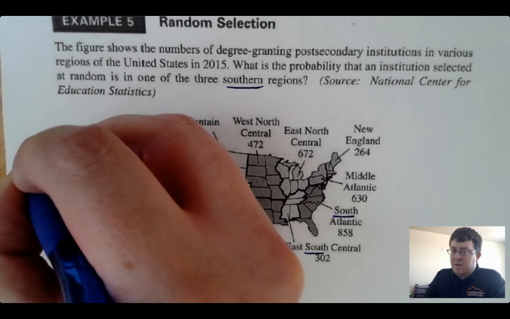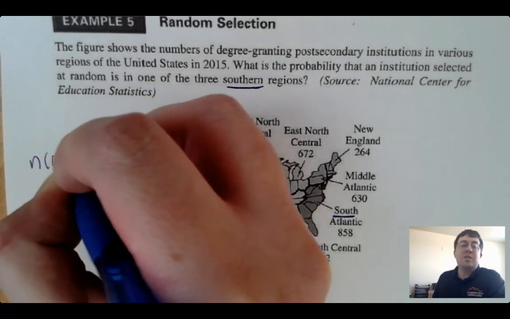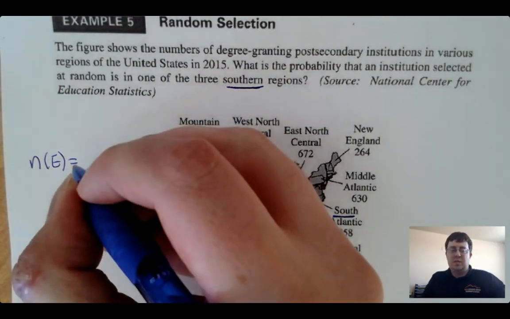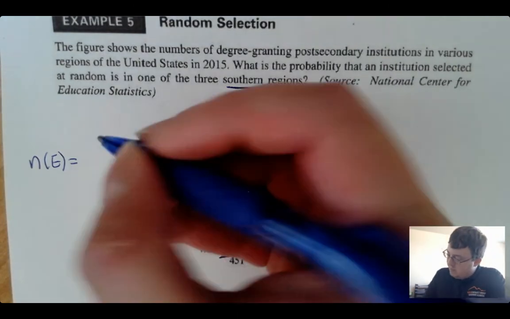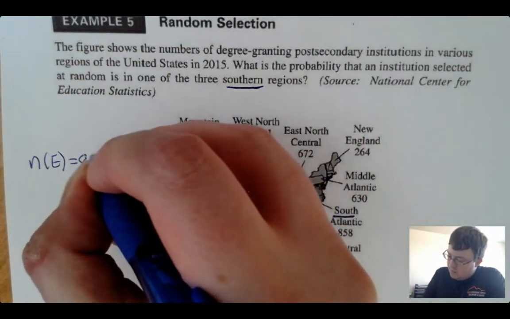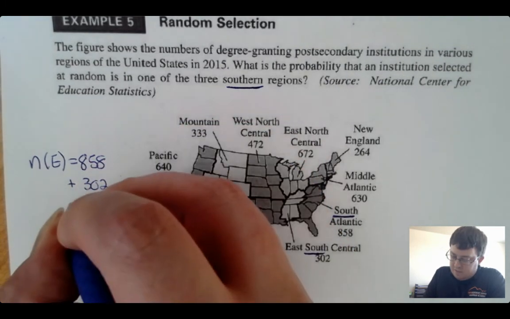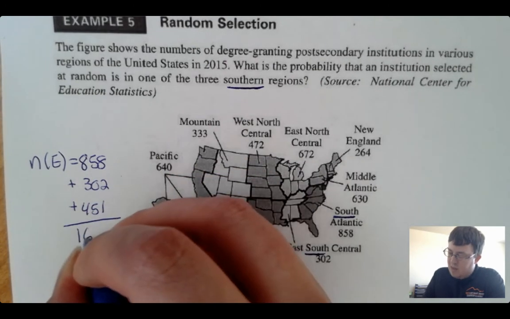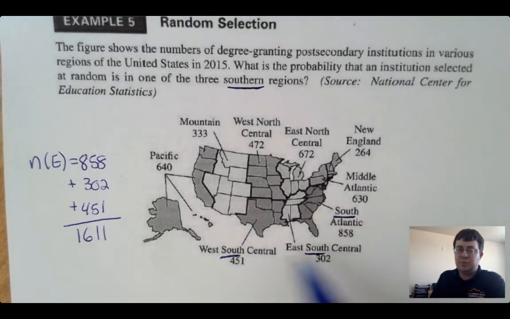So the number of outcomes in the event, one of the southern regions, is the addition of all of these numbers here. So I should get, what's that, 858 plus 302 plus 451. That should add up to 1,611 in one of those 3 regions.